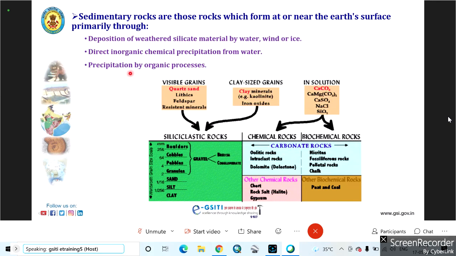So here in this chart, you see this is the gist of the sedimentary rock classification. There are mainly three kinds of constituents of sedimentary rocks. One is the visible grains, which have different grain sizes. Accordingly, the classification of sedimentary rocks has been done. The other constituent is the precipitates from the water or from the organic debris. There is different terminology as per their formation and as per their morphology. It has been characterized.